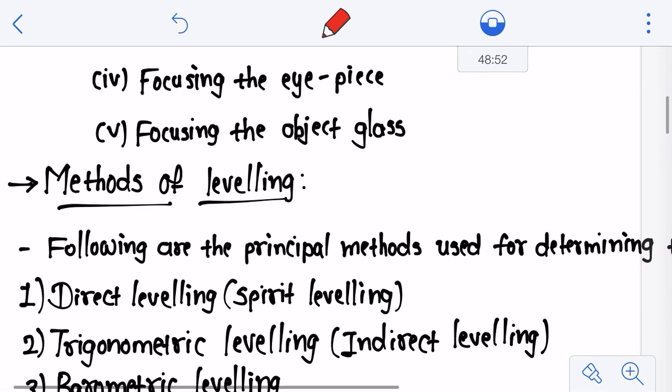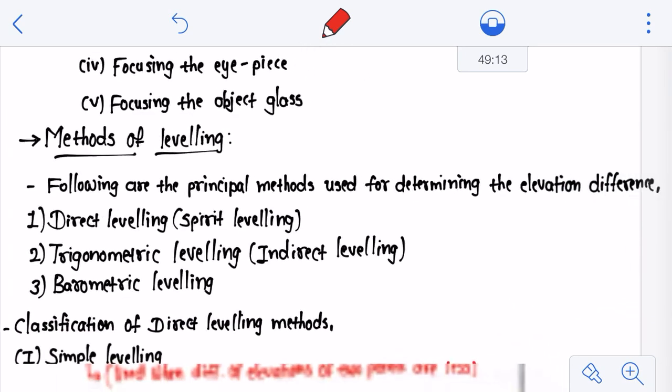The selection of the staff point on which you are going to put your instrument is very important, because you want to cover as many points as possible from one single instrument station, so that these temporary adjustments are avoided every time. So these are the different adjustments of the leveling, you can say.